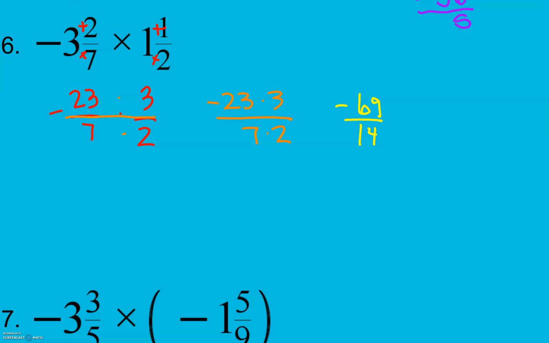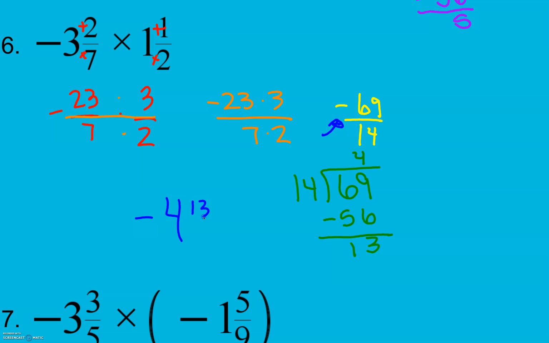69 is bigger than 14, so we go ahead and divide. 14 goes in there 4 times, which gives me 56. When I reduce, I get 13. So here my answer is going to be negative 4 and 13 over 14.